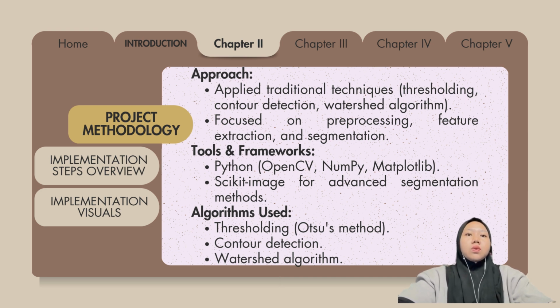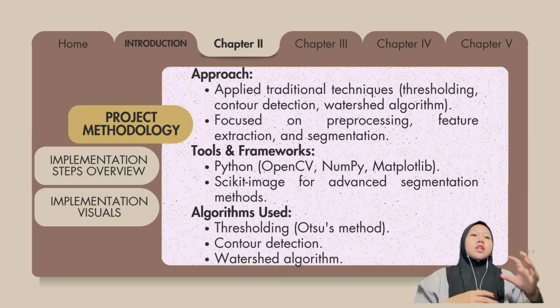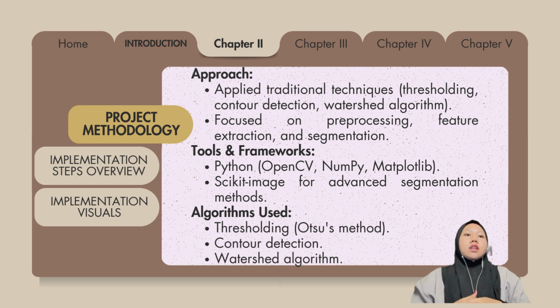Now I'm going to continue with the project methodology. Our main goal was to detect and count objects using image segmentation. To do this, we follow a systematic approach. First, we use traditional techniques such as thresholding to simplify the image and contour detection to detect the object boundaries. Then we also applied the watershed algorithm to handle overlapping objects.